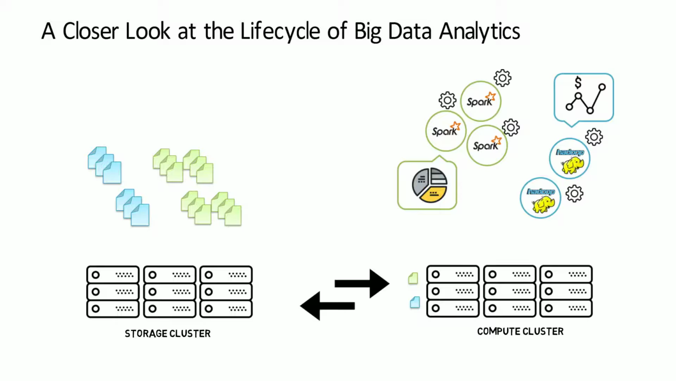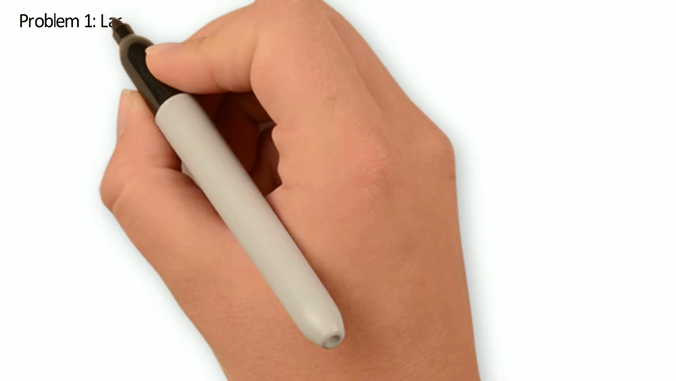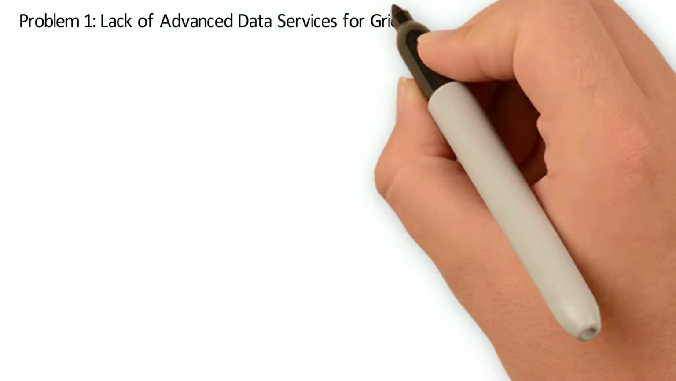However, this apparently simple life cycle raises important challenges. It is complex to manage and has limited flexibility. Let us illustrate this with real-world use cases. Problem 1. Need for advanced data services.